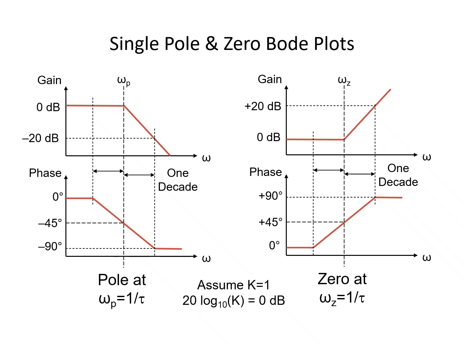On the right side, the surface is for the zero. See here the gain at omega z: beyond omega z the gain will increase. Also you see here the difference between the pole at 1/2 and the zero at 1/2.